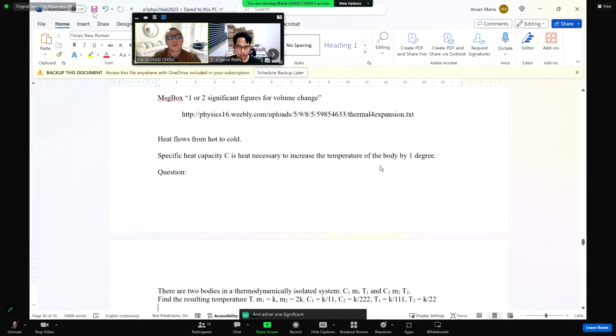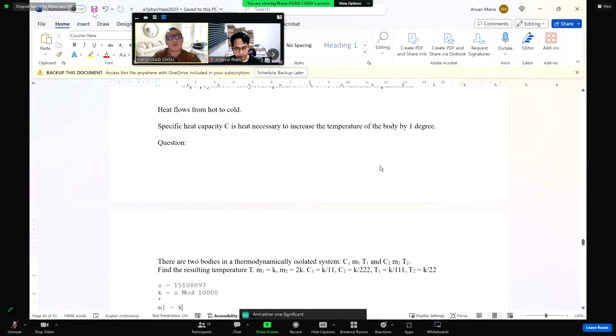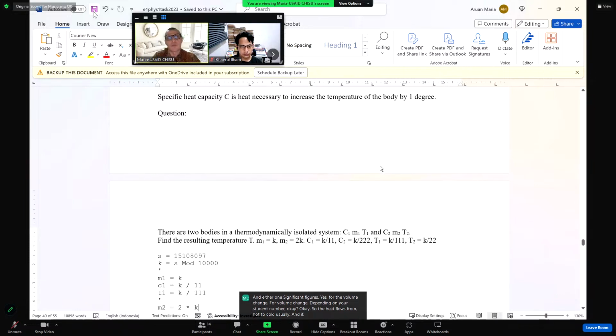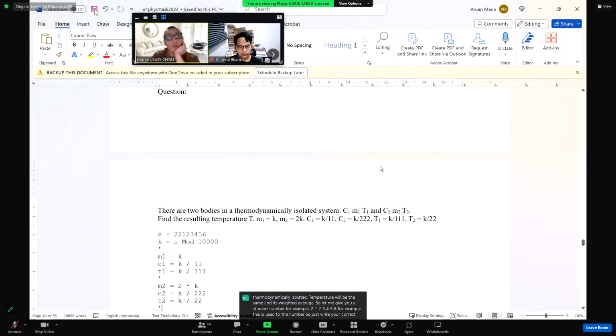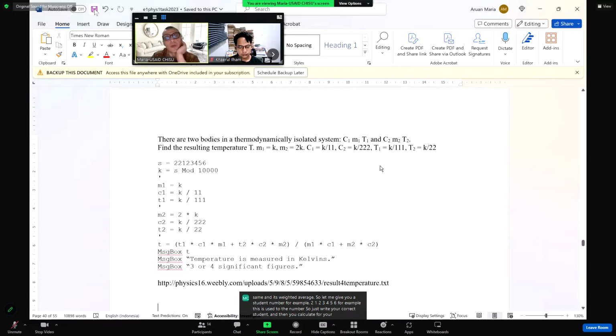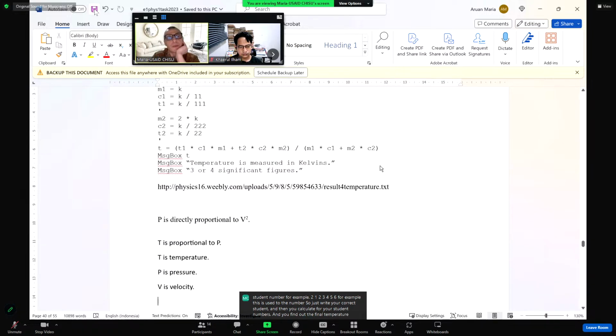Okay, so the heat flows from hot to cold usually, and if the bodies are in a thermodynamically isolated system, eventually the temperature will be the same and it's a weighted average. So let me give you a student number, for example, 2, 1, 2, 3, 4, 5, 6. For example, this is your student number. So just write your correct student number, and then you calculate for your student number, and you find out the final temperature, yeah?